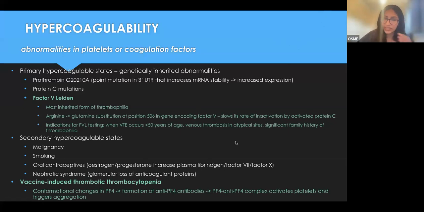And then a nice clinical point to include is vaccine-induced thrombotic thrombocytopenia, which you might have heard happened in some people who received the adenovirus vector-based COVID vaccine, like ChAdOx or AstraZeneca. They reported that they had disseminated intravascular coagulation, so in different sites around the body, and thrombosis in the cerebral venous sinuses. And this condition actually mimics heparin-induced thrombocytopenia. So this is where you have conformational changes in platelet factor 4, which is released from activated platelets and binds heparin. And those conformational changes induce formation of anti-PF4 antibodies. And this complex can activate platelets and trigger their aggregation, which then reduces the number of circulating platelets, which is why you have the thrombocytopenia.